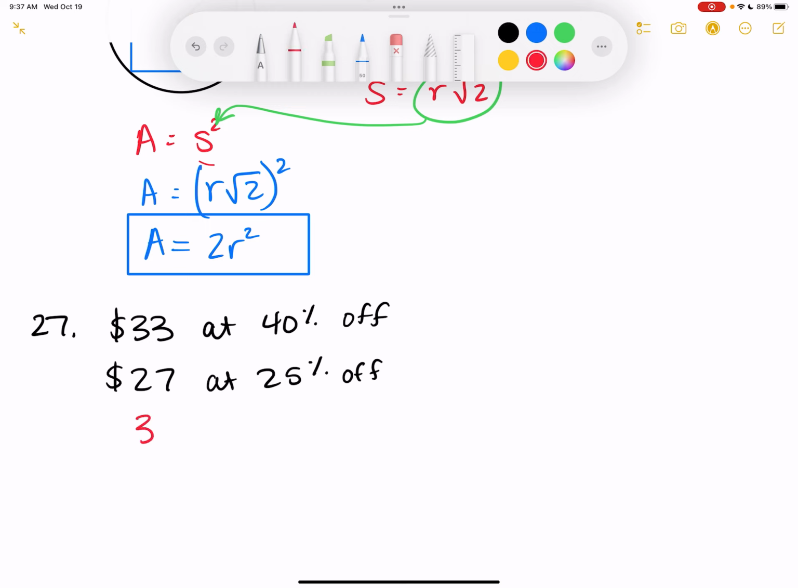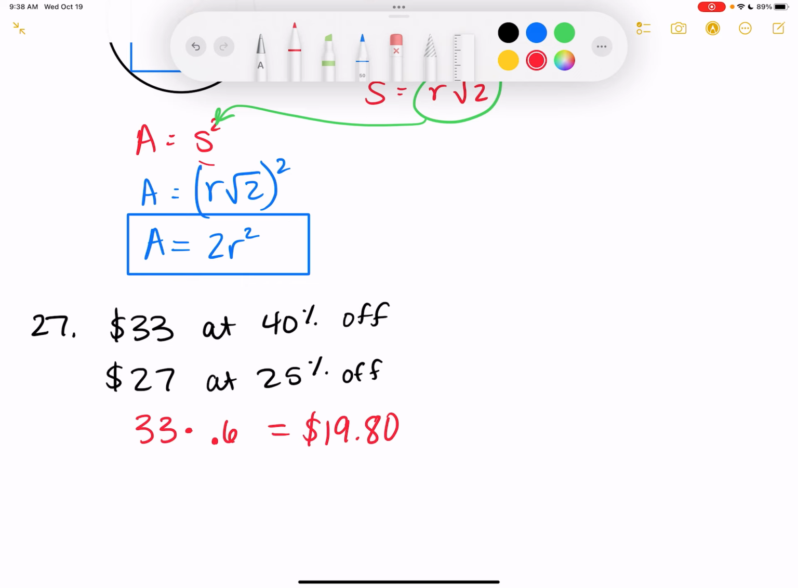33 times, now it was 40% off, so that means we're paying 60% of the price. So we multiply it by 0.6. What does that equal? Somebody solve that for me. 19.8. So $19.80 is how much that shirt's gonna cost. That's what he's gonna pay.